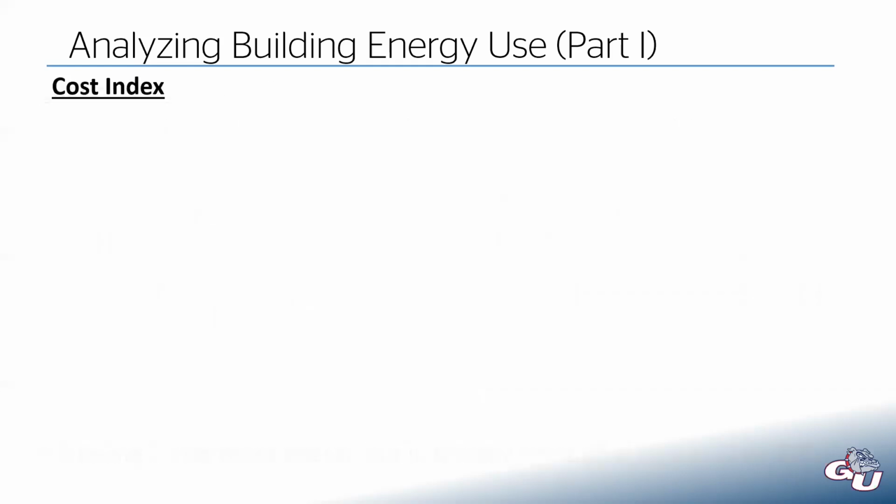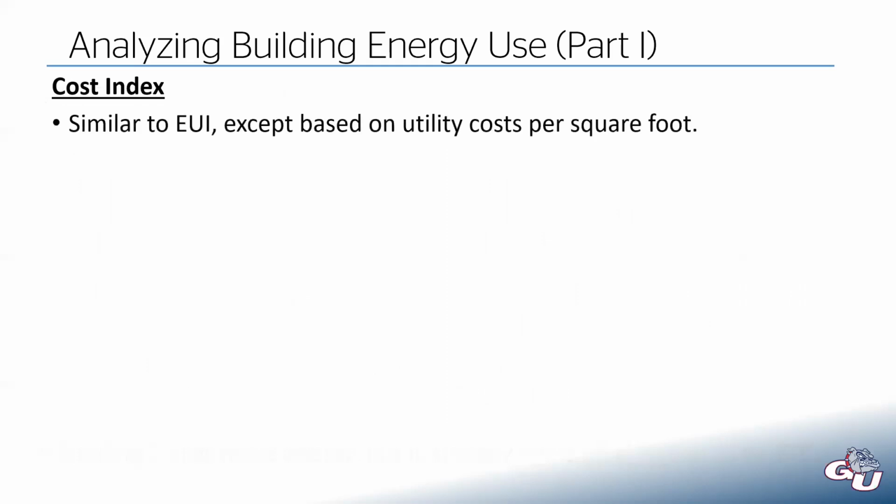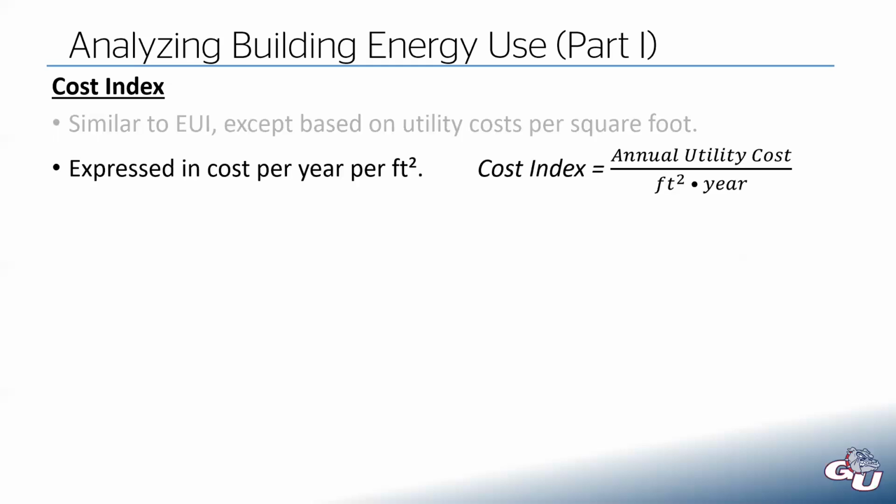A similar term to EUI is the cost index, calculated in a very similar way, except this is based on the utility costs per square foot. So the units of that would be cost per year per square foot. And so that would sum up your electric costs and your gas costs. And you might find that this building is spending, say, $1.25 a year per square foot.